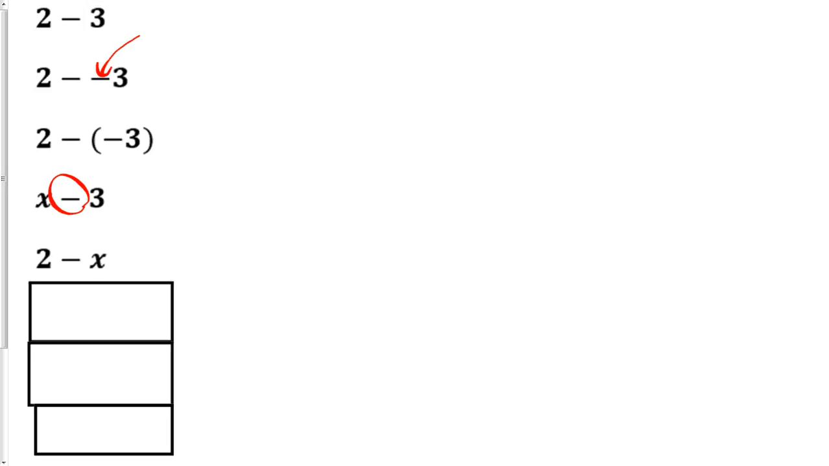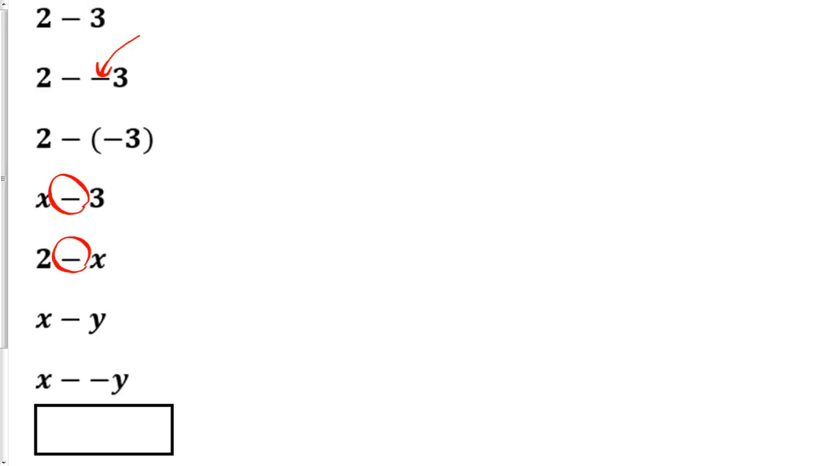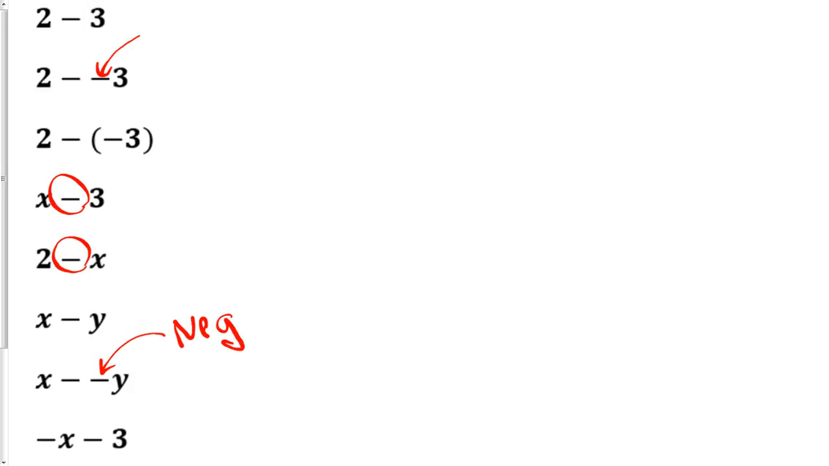We have 2 subtract x. Again, we're looking between, and we see the subtraction symbol. We have x subtract y. We have x subtract a negative y. And last, we have negative x subtract 3.